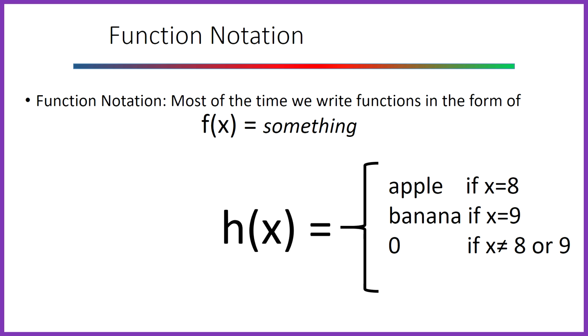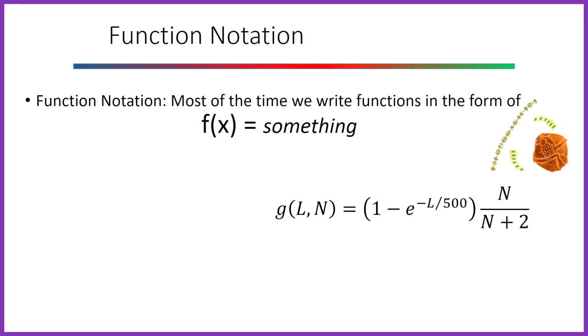We could also get more creative with our functions. As I said, functions don't have to return a number. We could write a function h of x, where h of x gives us an apple if x equals 8, it gives us a banana if x equals 9, and it gives us 0 if x is not equal to either 8 or 9.